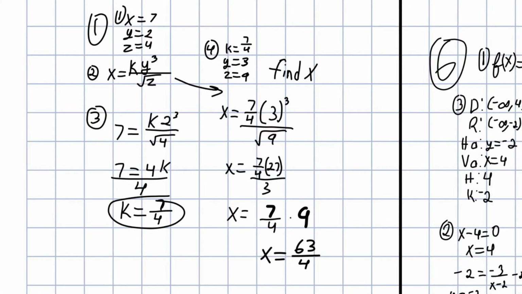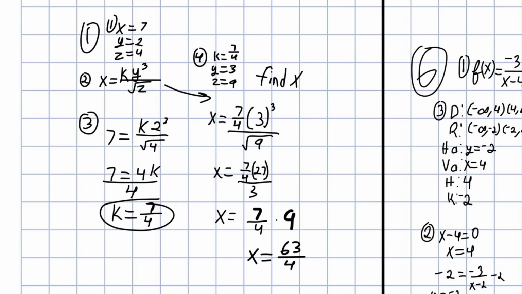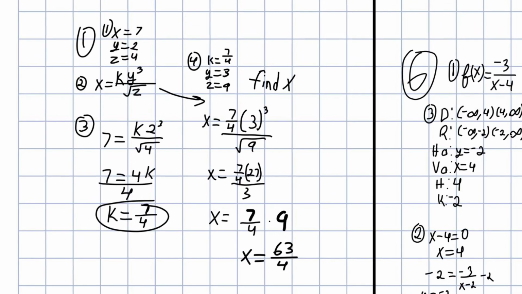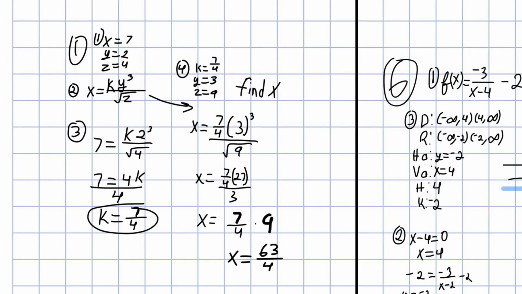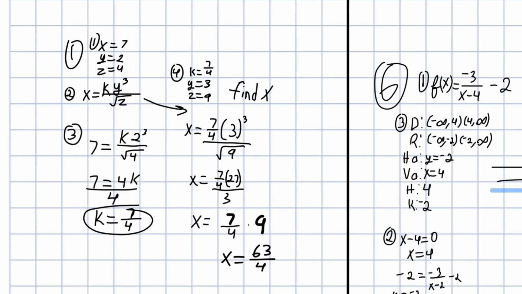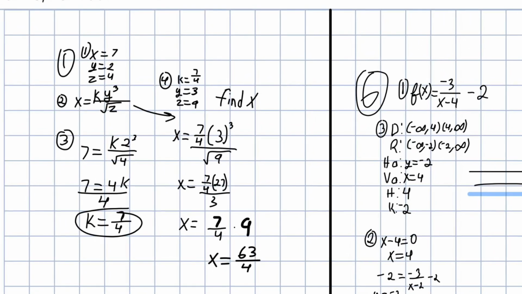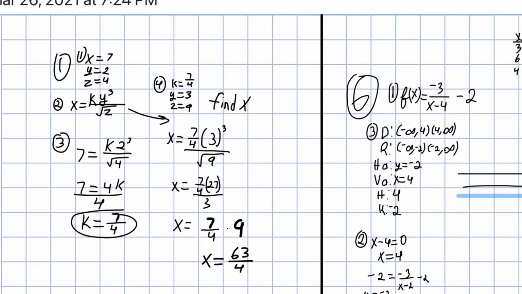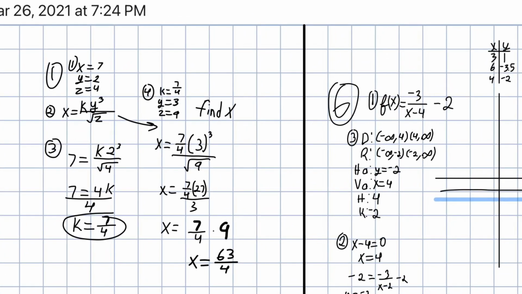For the first problem, the first thing we're going to do is say what the variables equal. In the problem, it states that x is 7, y is 2, and z is 4. It also says to write an equation. It says that x varies directly as y cubed and inversely with the square root of z. So I wrote x equals k y cubed over square root of z.